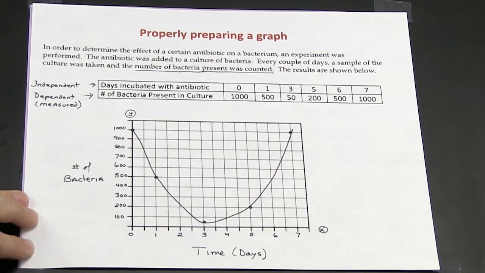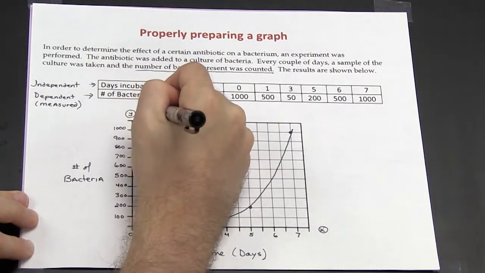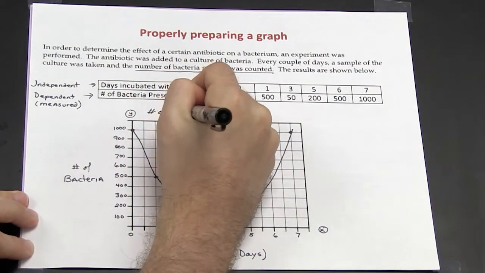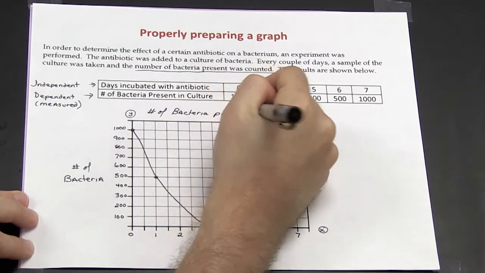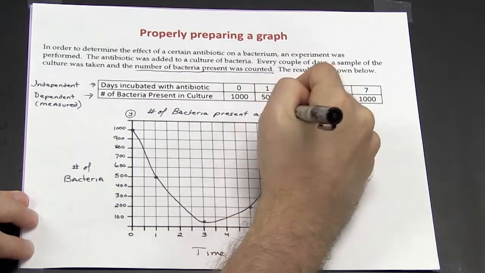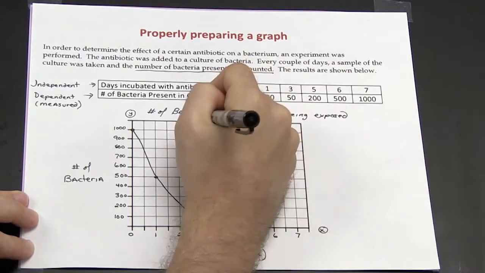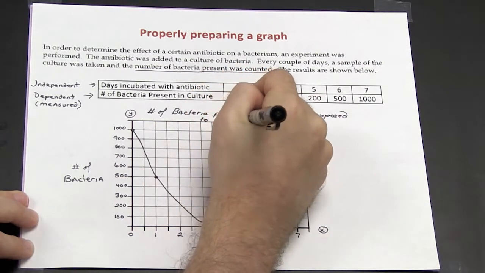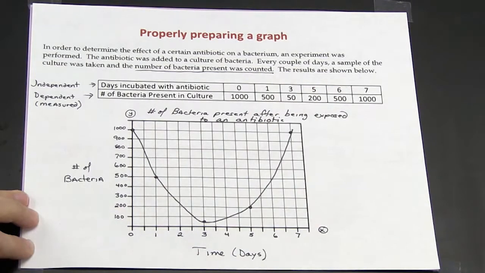Last thing that this graph needs is a title, so an appropriate title would be the number of bacteria present after being exposed to an antibiotic. This is how you properly prepare a graph.